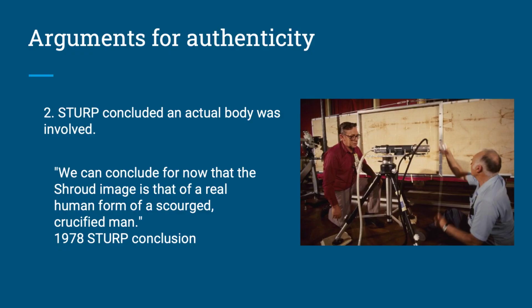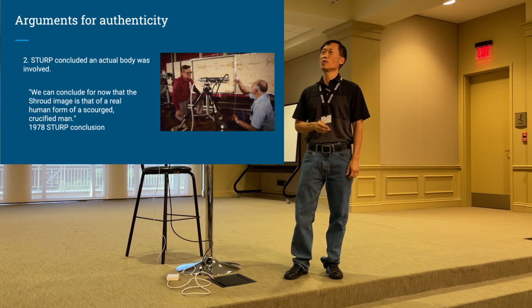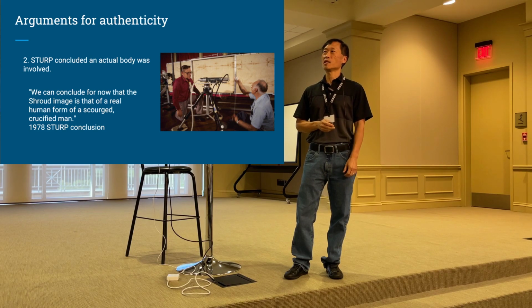STURP concluded that an actual body was involved. So in their official report, it says, we can conclude for now that the shroud image is that of a real human form of a scourged, crucified man.